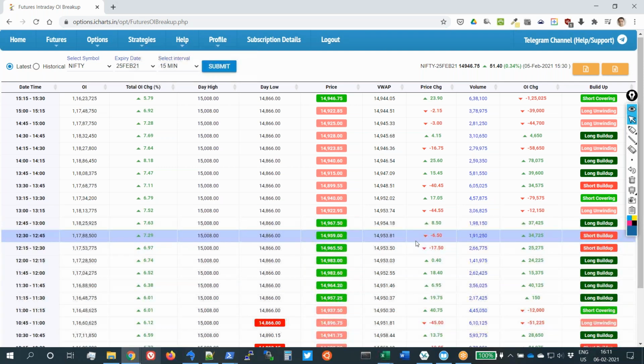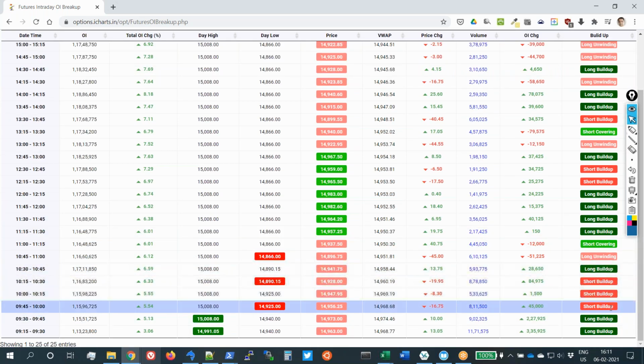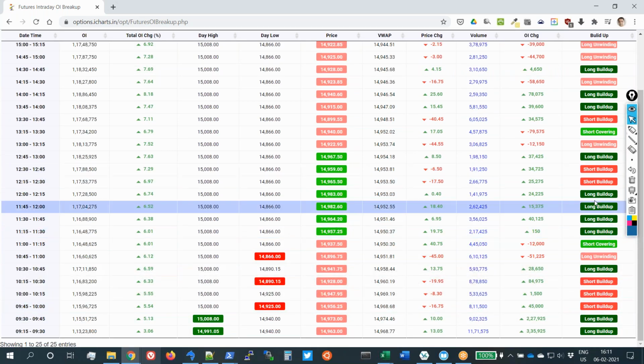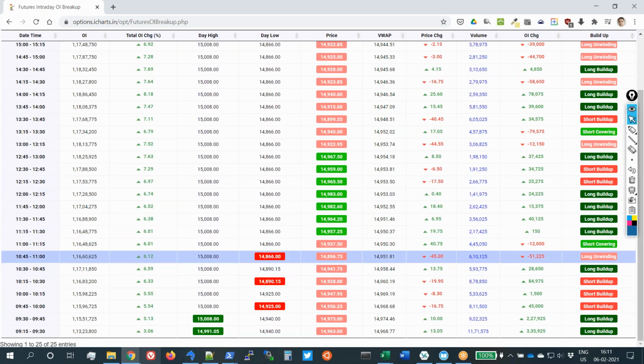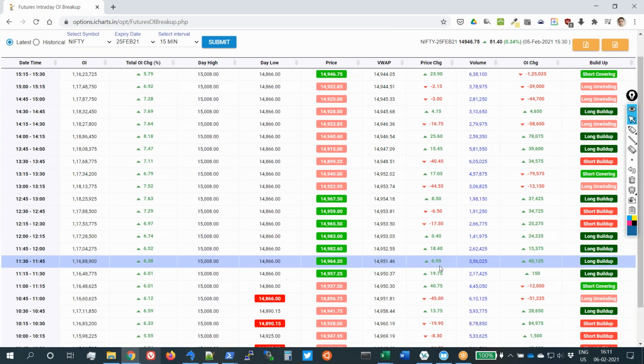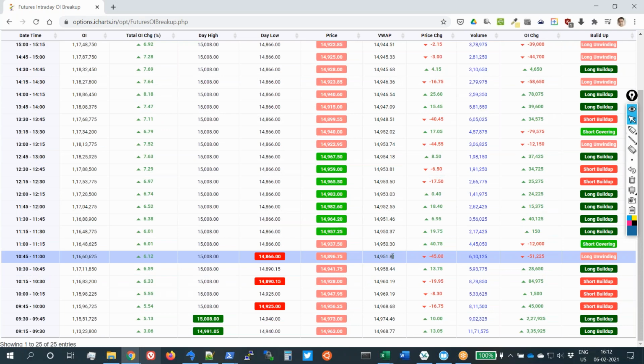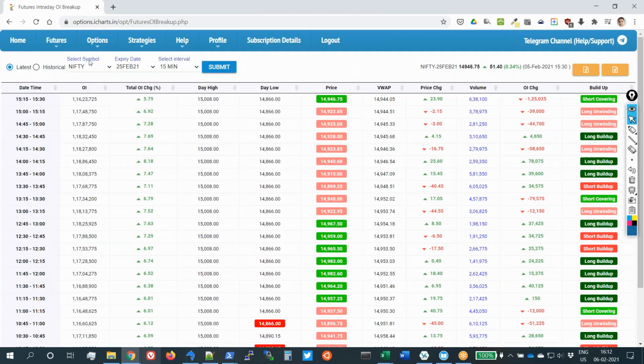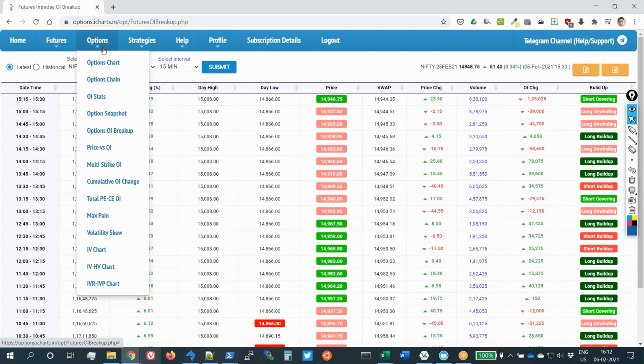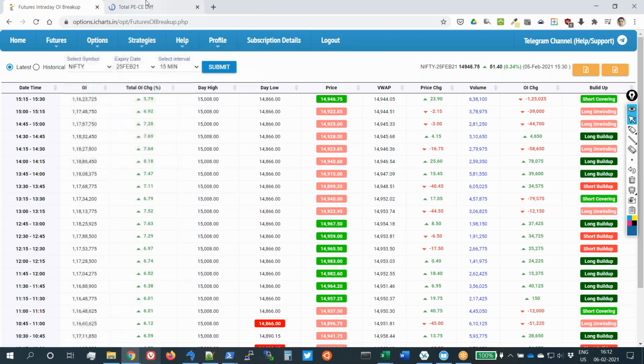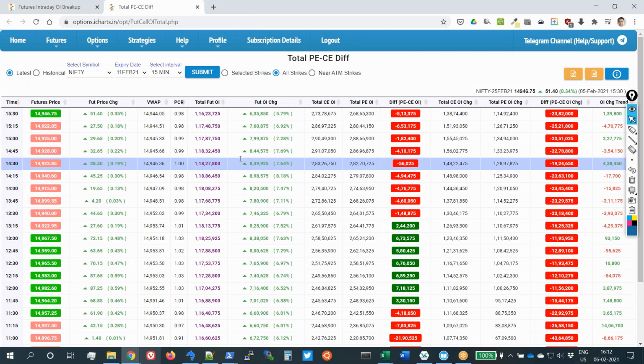But as I said, as you see, the buildup is jumping all over the place. So I'm not sure if this would be a good tool to straight away take entries. But yes, you can do your initial analysis over here. And a better starting point would be the tool that we had released over here. Let me go to it here itself.